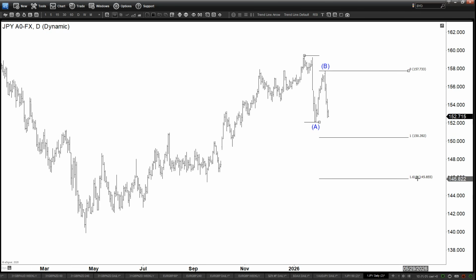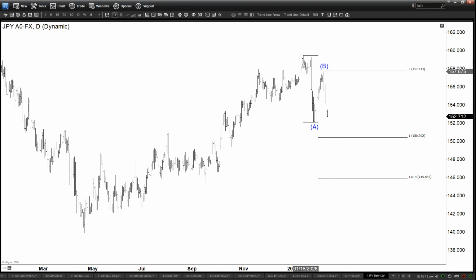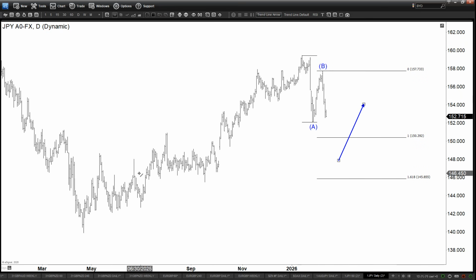150.3 all the way to 145. Now this move down ideally does not reach 145, because if it does, then this entire move inside of ABC could become a 1, 2, 3, right? So ideally the target lower should be between 145.80 and 150, and then from there we can get a reaction higher, either going to a new high or at the least some sort of reaction higher right here.